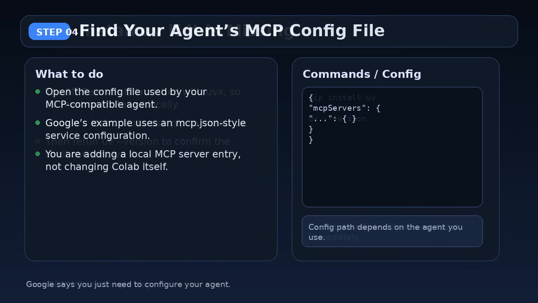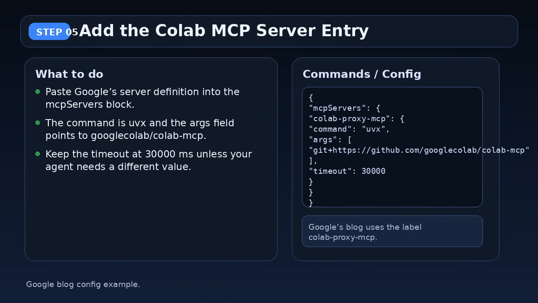Step 4. Find your agent's MCP configuration file. Next, open the MCP configuration file used by your local AI agent. Google's example uses an mcp.json style configuration with an mcpServers block. At this stage, you are not changing Colab itself, you are only registering a new MCP server that your local agent can call.